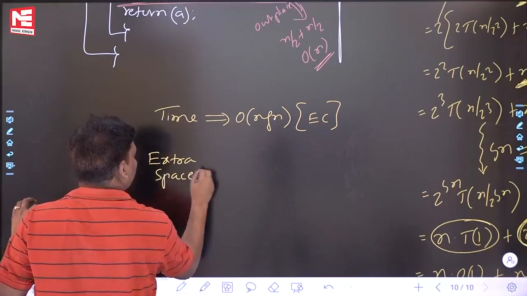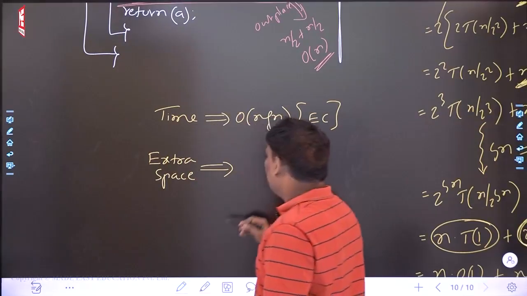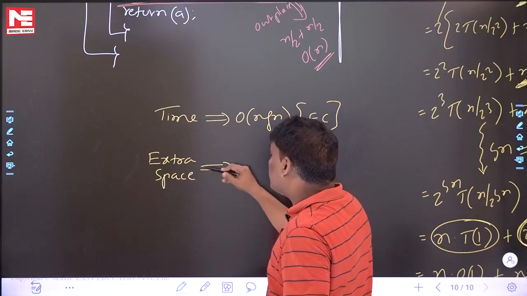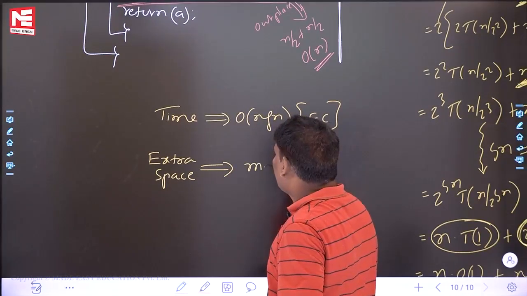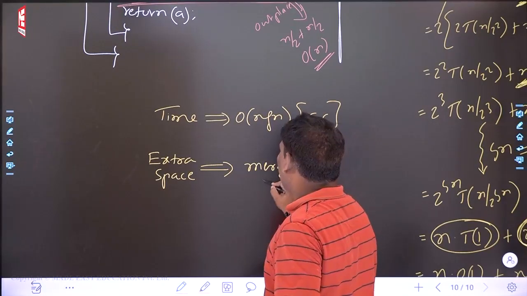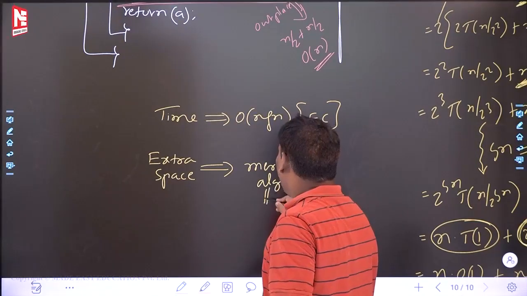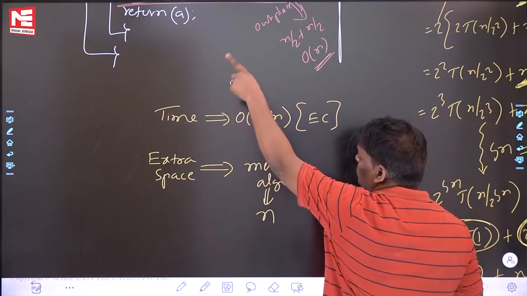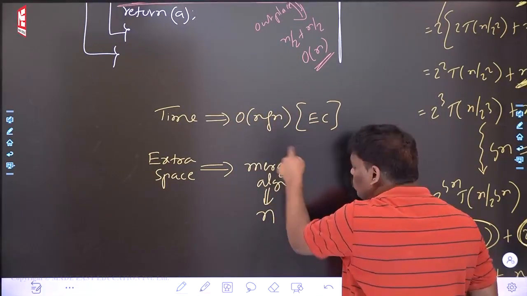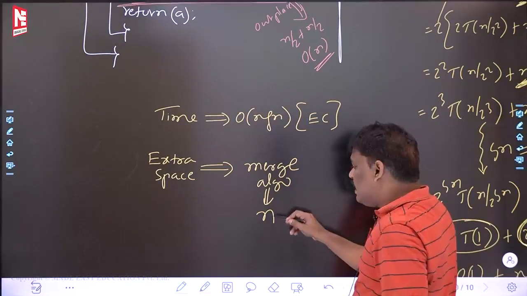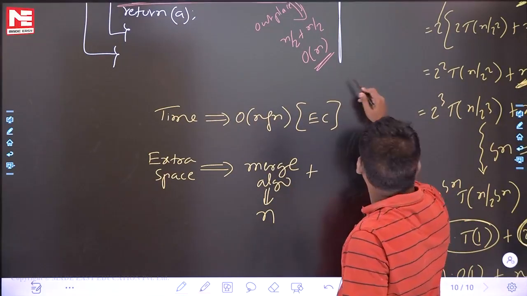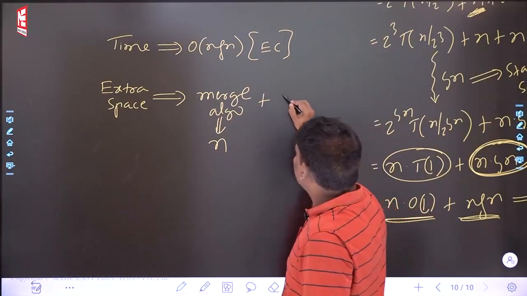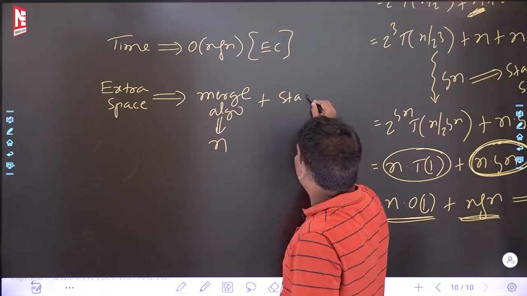Extra space, how much for merge sort? Merge sort extra space is whenever the merge algorithm is going on. In the merge algorithm, you take one B array of size n. So you are taking n extra space, and one more, because of recursion, the stack required is log n. Stack space as usual will come, log n.